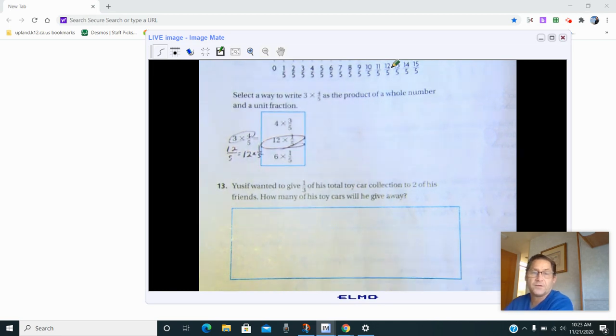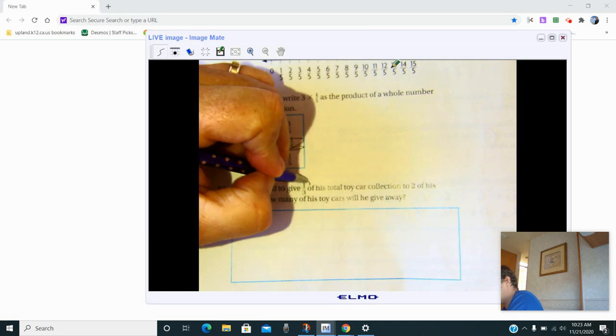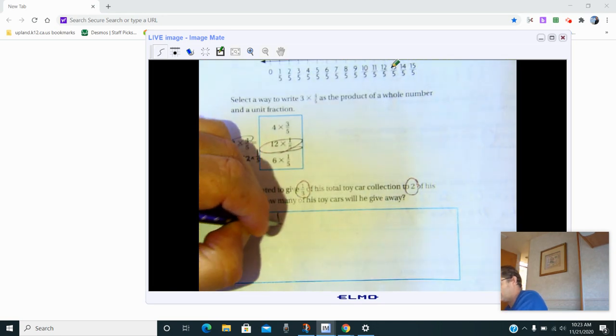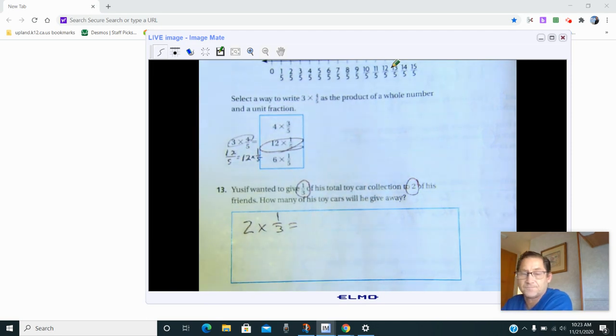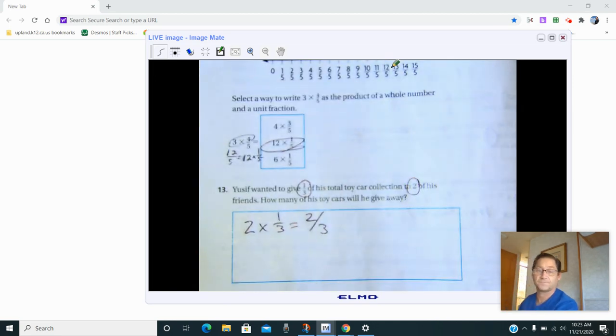Number 13. Yusuf wanted to give 1/3 of his total toy car collection to 2 of his friends. How many of his toy cars will he give away? He wants to give away 1/3 to 2 of his friends. Well, that's just 2 times 1/3, which is the same thing as saying 1/3 plus 1/3. So just 2/3.